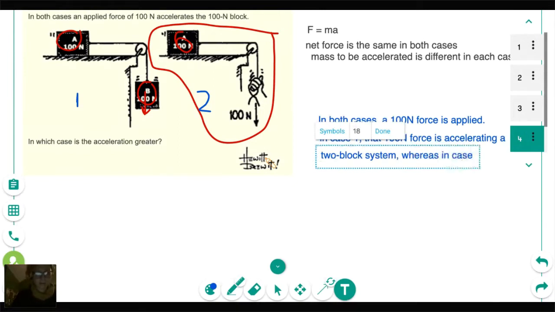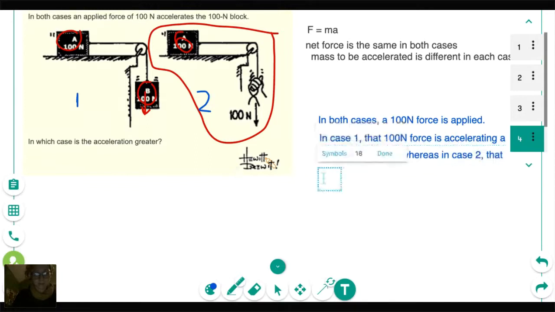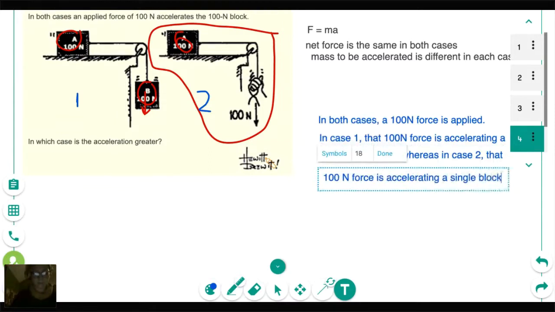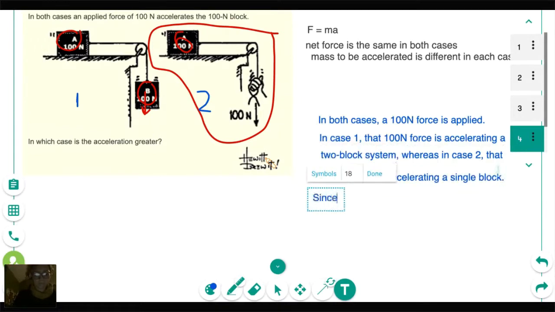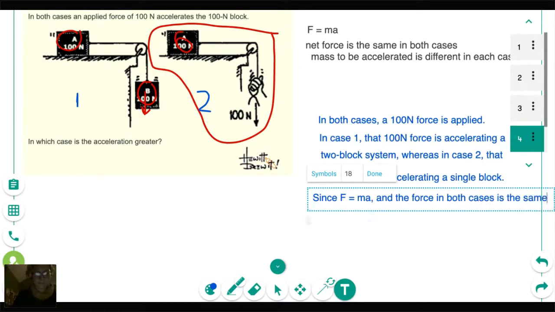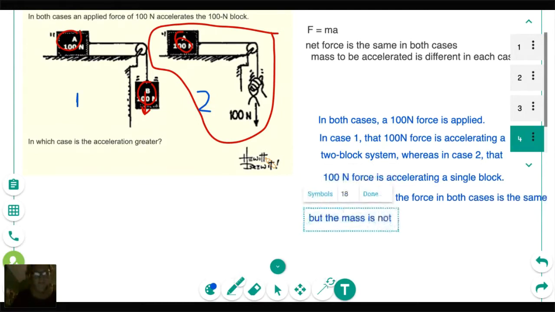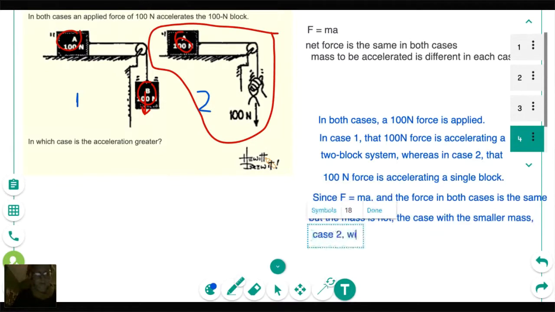Whereas in case 2, that 100 Newton force is accelerating a single block. Since F equals ma, and the force in both cases is the same, but the mass is not. The case with the smaller mass, case 2, will experience a greater acceleration.